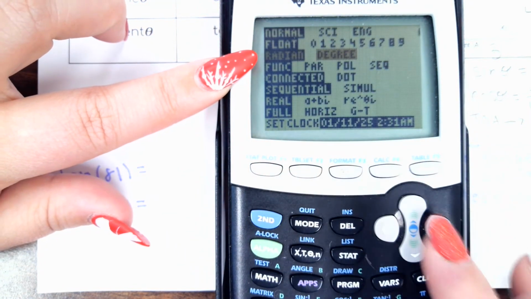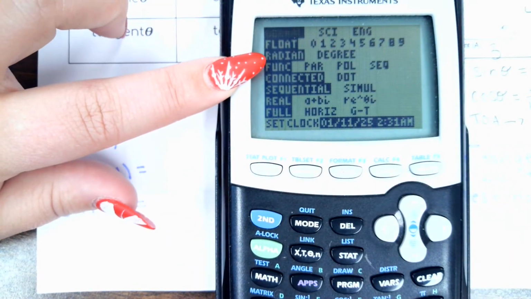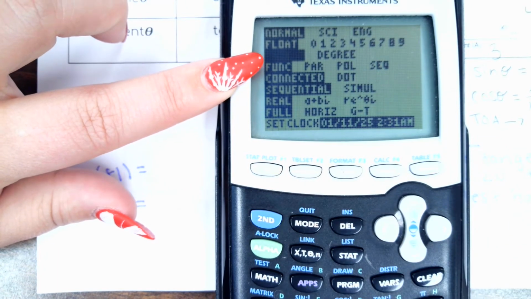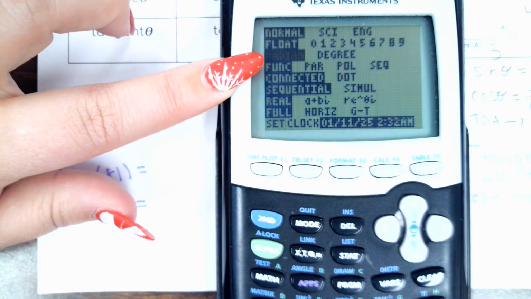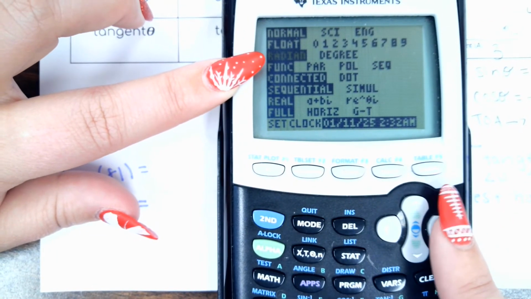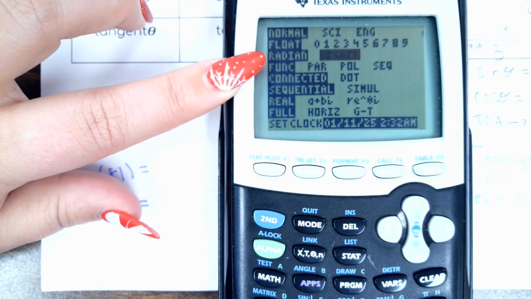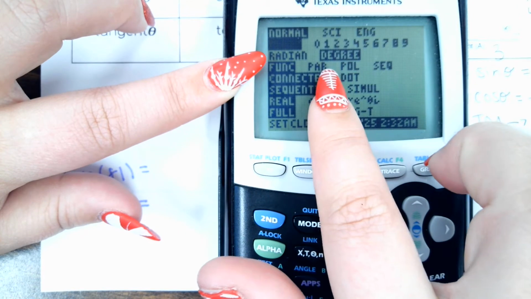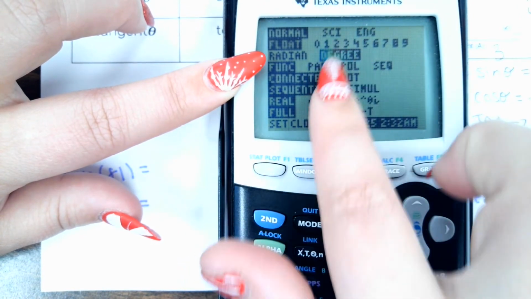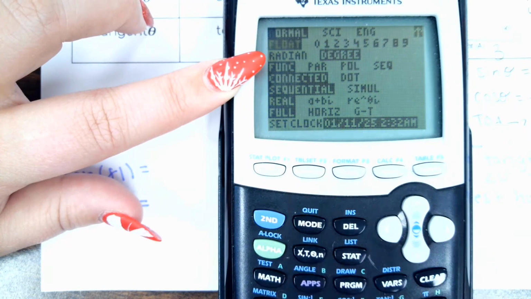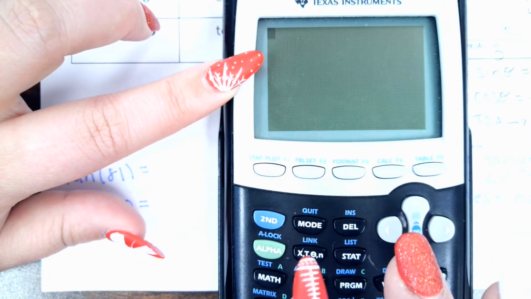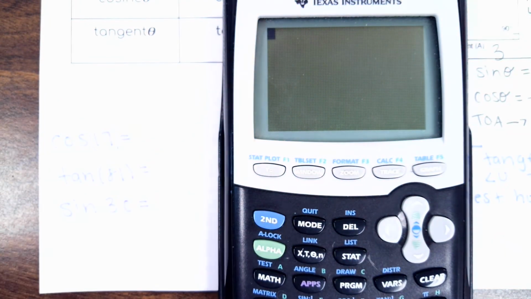So some of your calculators might look like this with radian highlighted. Radians is just another way to measure angles. You will use that in pre-calc. We don't use radians in our class. So we want to make sure that we're measuring our angles in degrees. So we go over degree, hit enter, and degree should be highlighted. That's what you want. Once you click on degree, it will save. So then you can hit second and mode. That quits out of there. If you ever get stuck in anything and need to quit, you can just hit second quit. So now we're in degree mode.